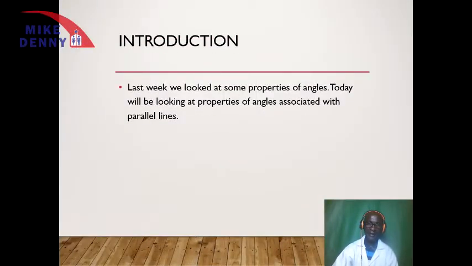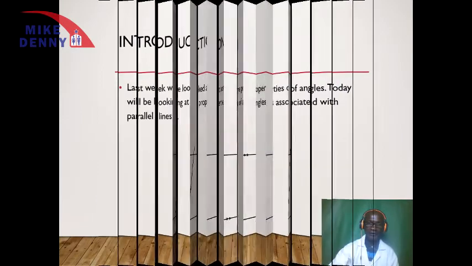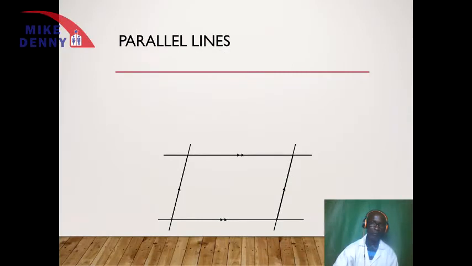So, as I said last week, we examined some properties of angles, and today we are going to continue with the properties of angles, but this time the ones which are associated with parallel lines. What are parallel lines?